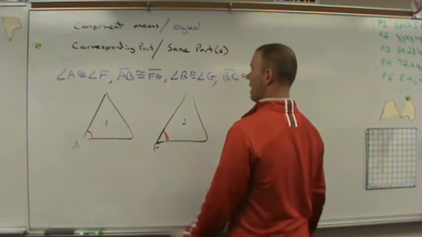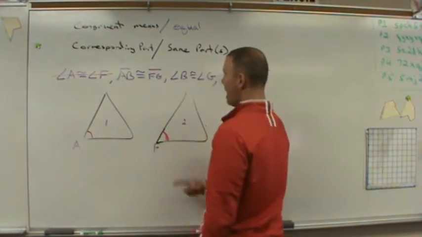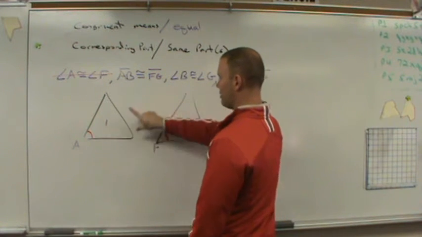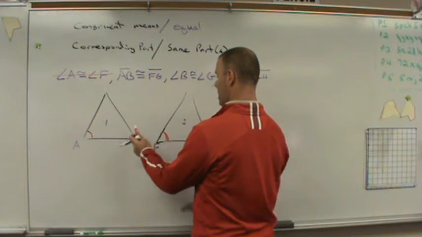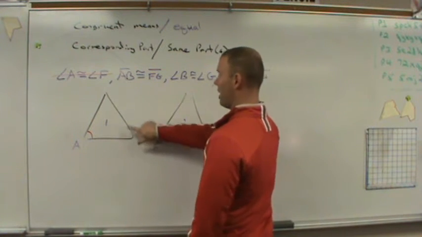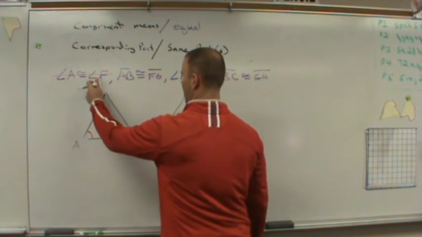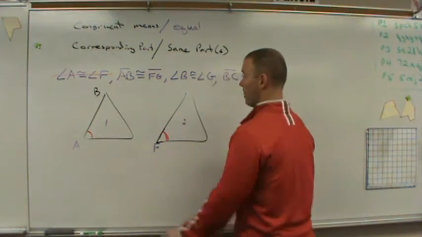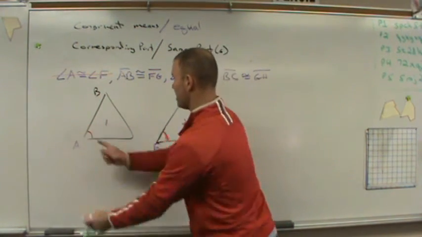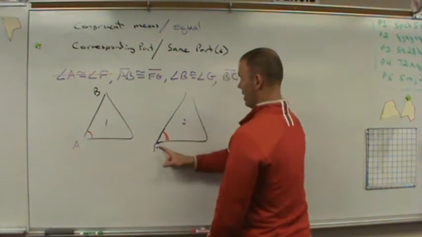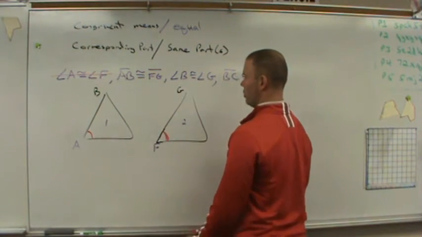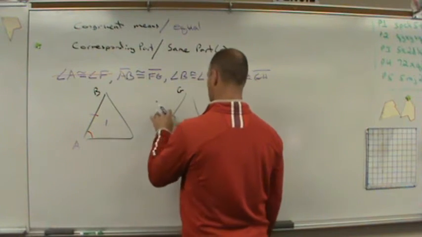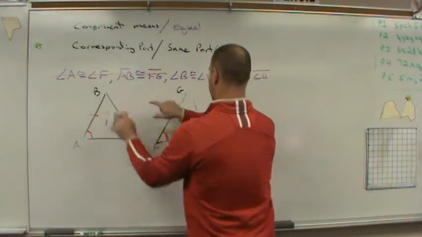Next statement. AB. Segment AB is congruent to FG. Well, A is here. What about B? You can put B at the lower left or lower right, or you can put B at the top. Doesn't matter. Let me put B at the top. So if AB makes up the left side of the triangle, then FG has to make up the left side of triangle number 2. These 2 sides are congruent because it states that.